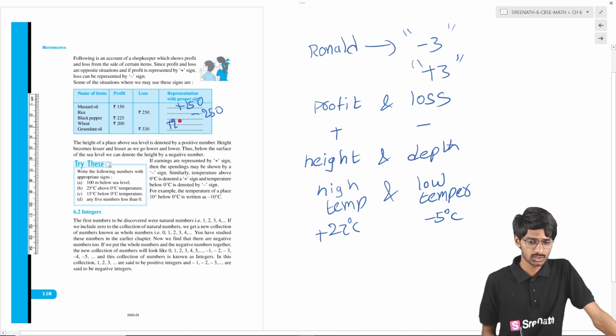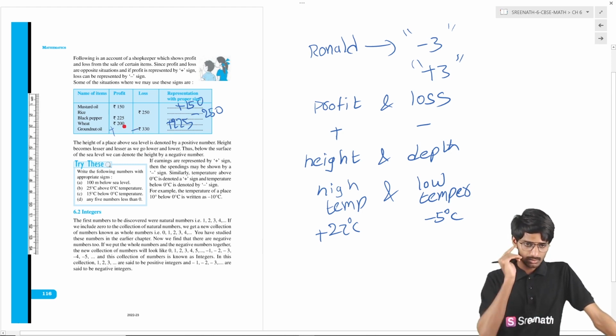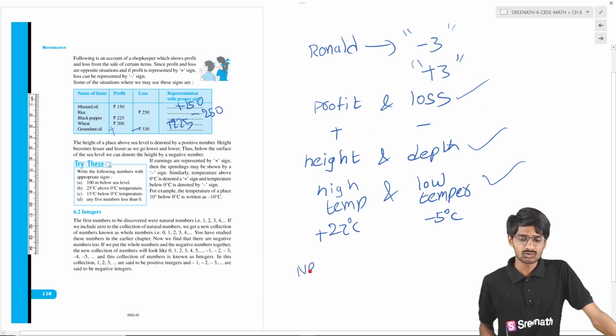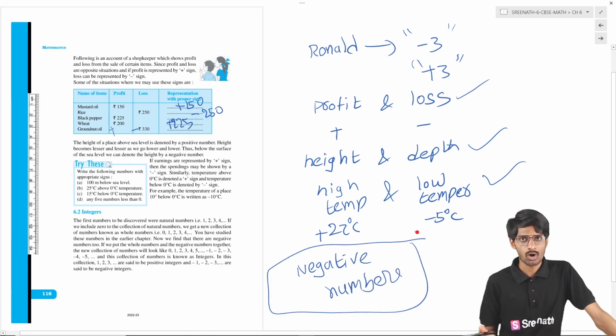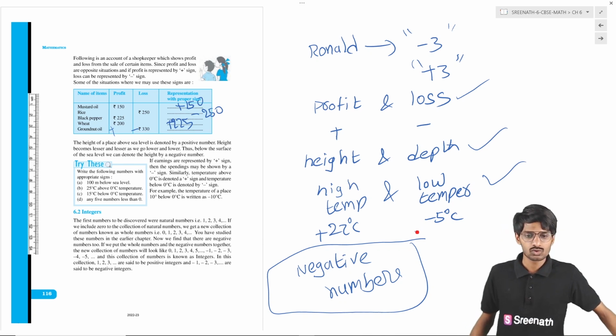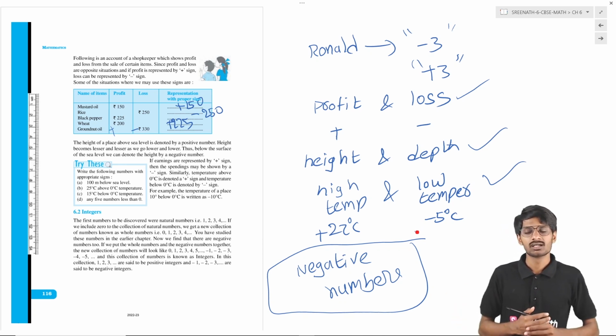And plus 225, why? Because it is profit. 200 is also profit, plus, but 330 is what? That is loss, so minus. So in this way you have to represent profit and loss, height and depth, temperature and temperature. For these purposes we require negative numbers. Students, so in this way negative numbers have originated. In this way the usage and demand for negative numbers was created. Their need has been created. So finally we have discovered negative numbers, students.